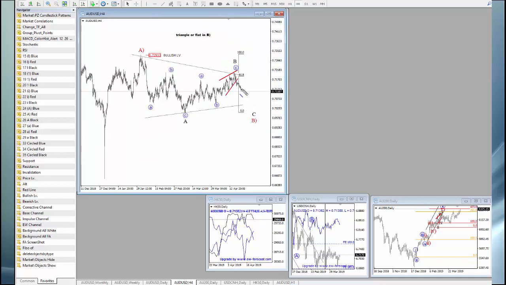The idea is that this wave C should either unfold as a 3-wave flag for this triangle, or maybe even as a 5-wave decline as a wave C of a flat. So in both cases I think that the Aussie dollar could see more weakness.